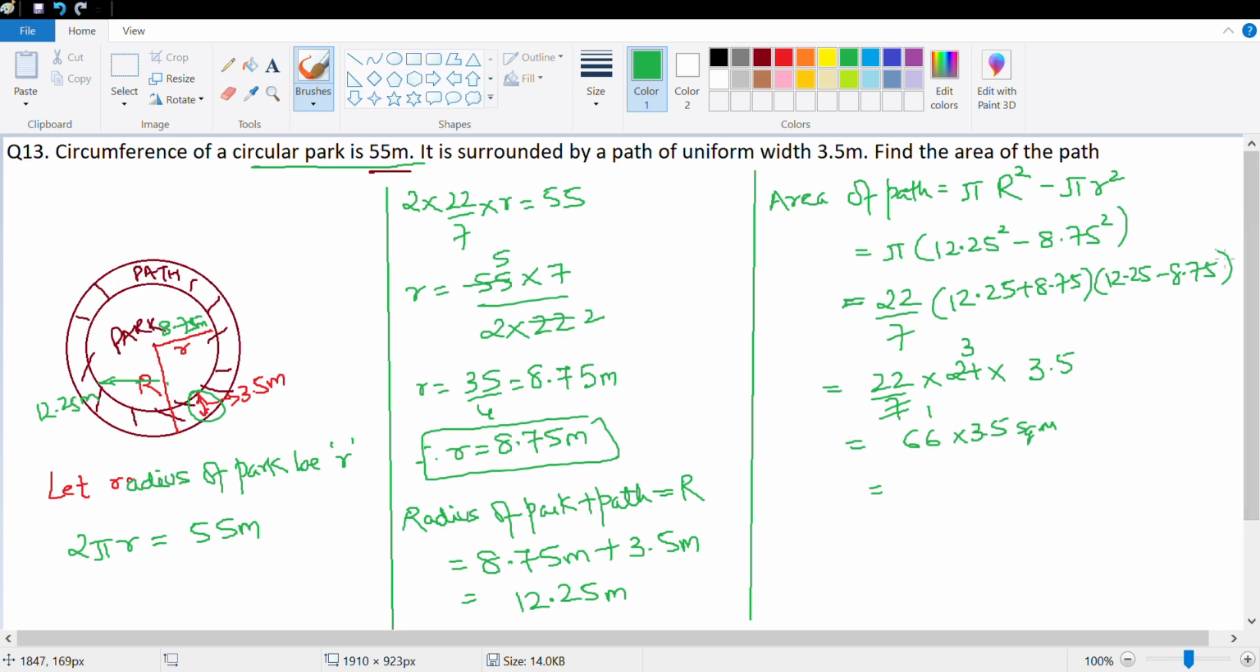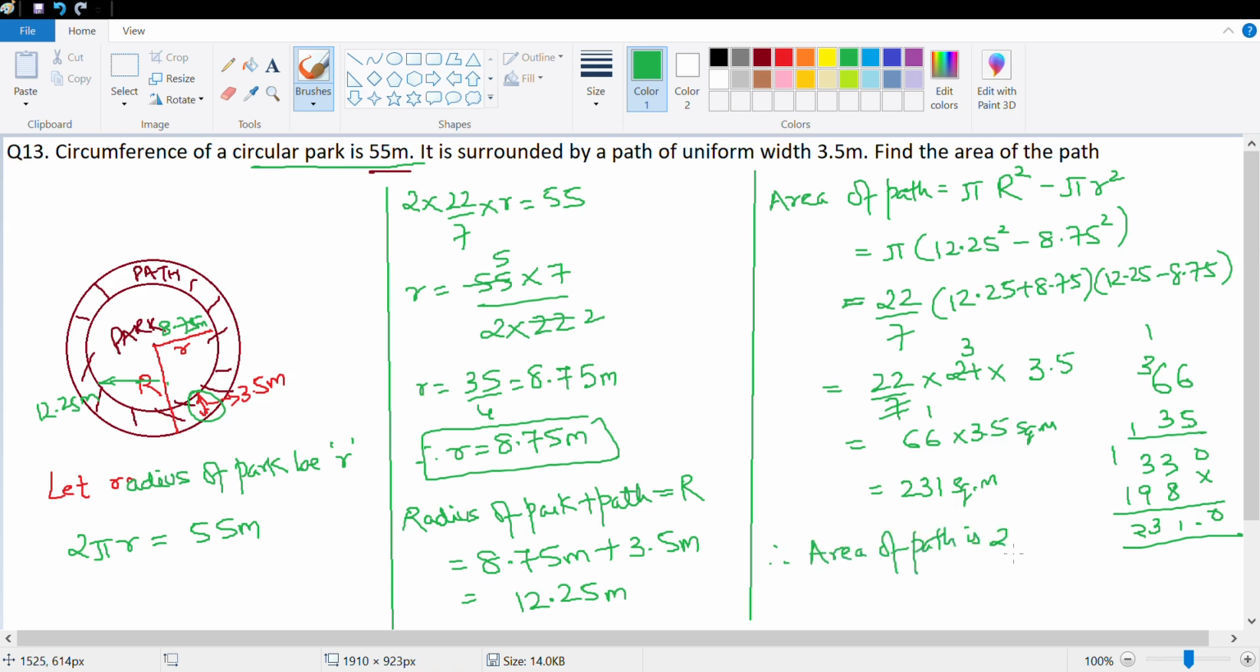Let's just calculate 66 into 3.5. So 66 into 3.5, that's 5 into 6, 30, this is 33. And this is 3 into 6, 18, 3 into 6, 18 plus 1, 19. 0, 8 plus 3, 11, this is 3 and 1. 2310 with 1 decimal, so this is 231 square meter. Therefore, area of path is 231 square meter. I hope you realize drawing a basic rough diagram helps in understanding the question.